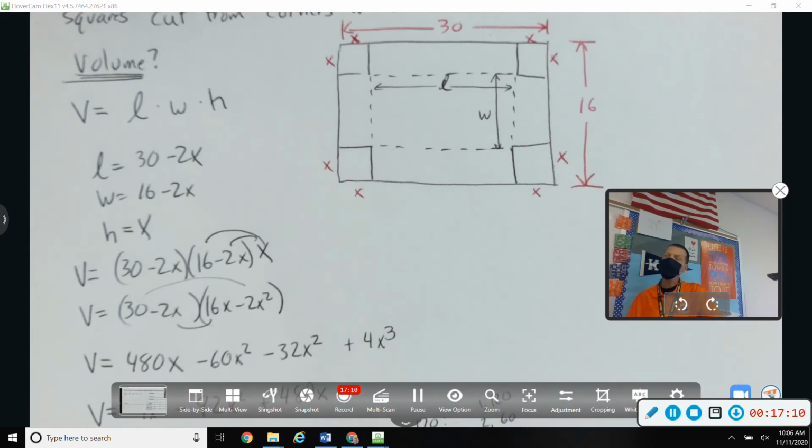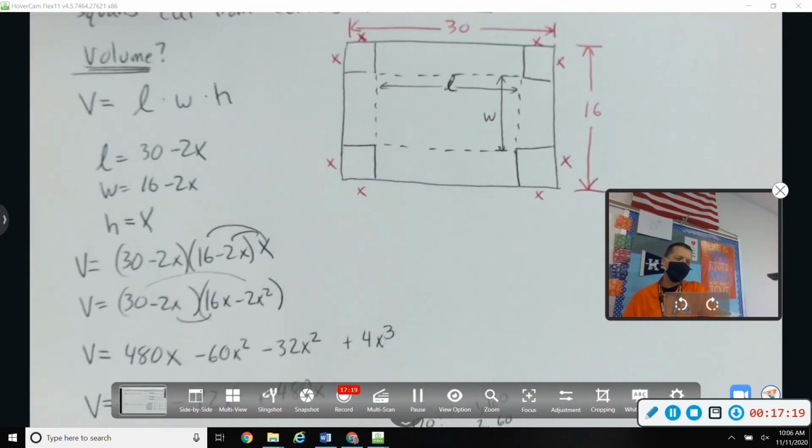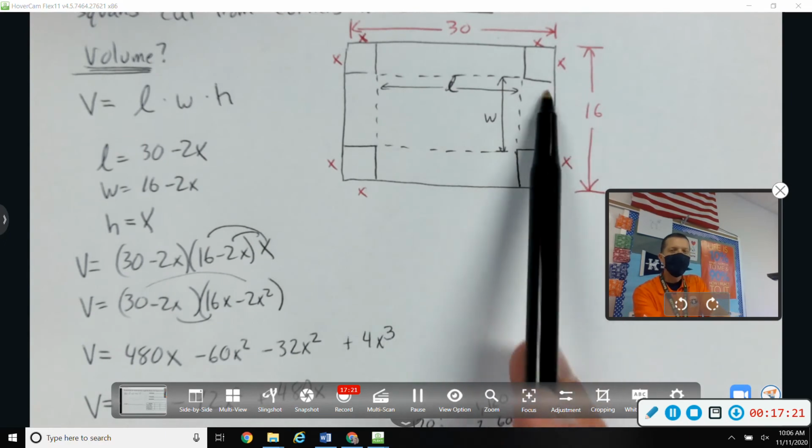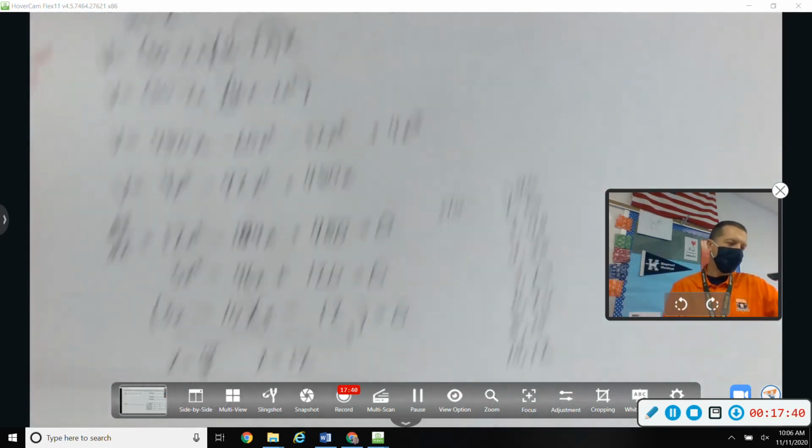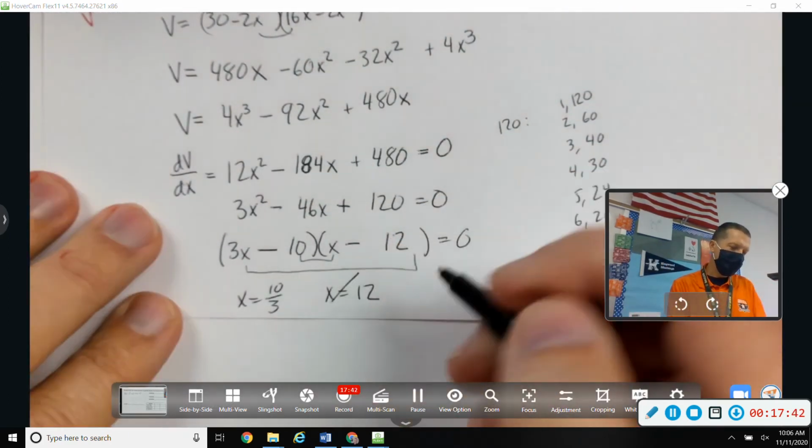What's that? Why can't we do 12? Because we have to use 16 minus 2x. Right. Sometimes you get some funny answers. Like if I cut 12 inches from both sides of a 16-inch long piece of cardboard, that's not going to work. Mathematically something happened where it worked, but if I'm holding a piece of cardboard and cutting more than half from each end, that box is not going to work. So I can throw out 12 without even checking anything because that doesn't work.